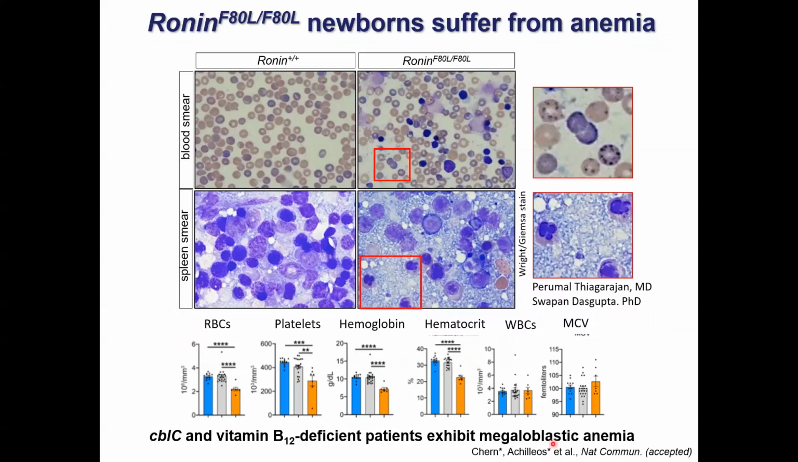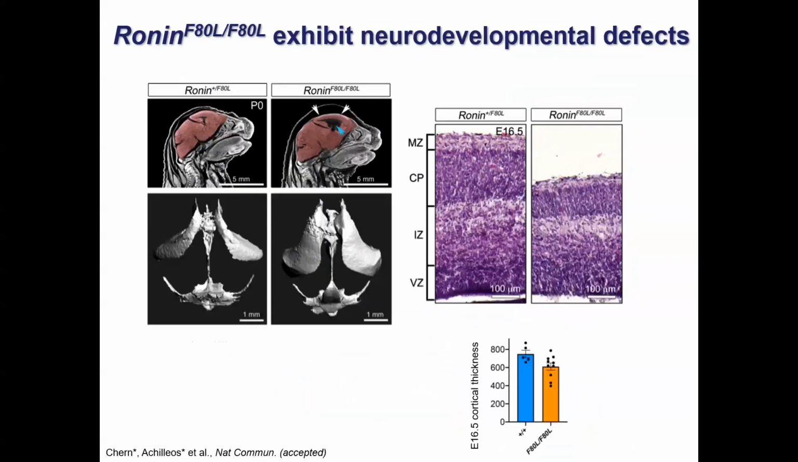We also know that a lot of the patients exhibit anemia, especially megaloblastic anemia. This is a type of anemia where you have fewer blood cells, and your red blood cells are much bigger than normal. We're able to show that indeed these red blood cells are bigger in the mutant than in control red blood cells, and the cell number is reduced in these mice, again recapitulating the defect that we observed in the human patients.